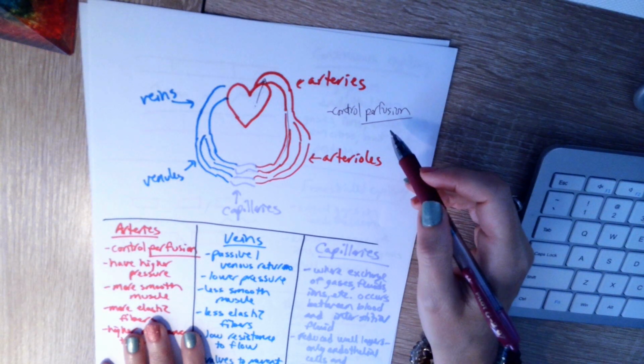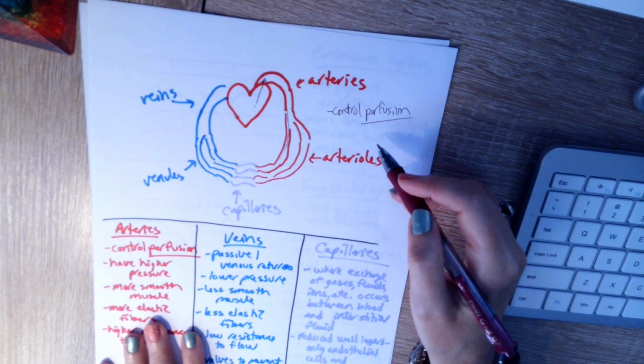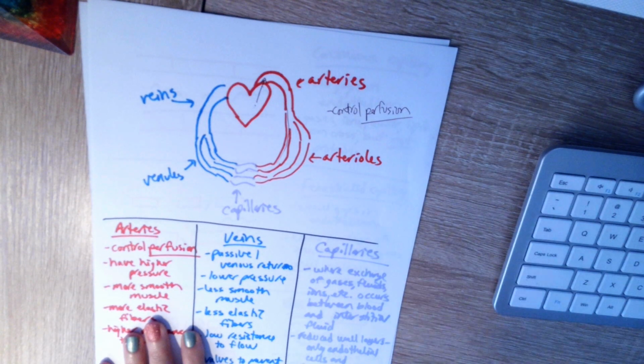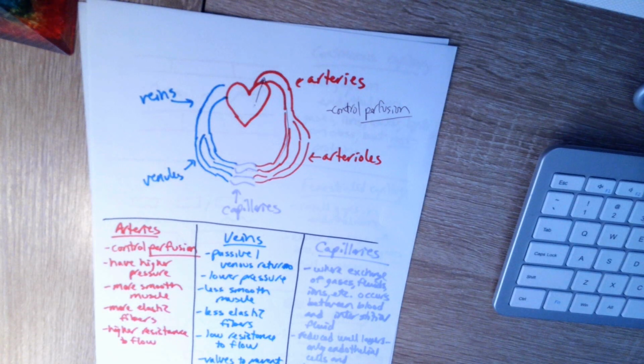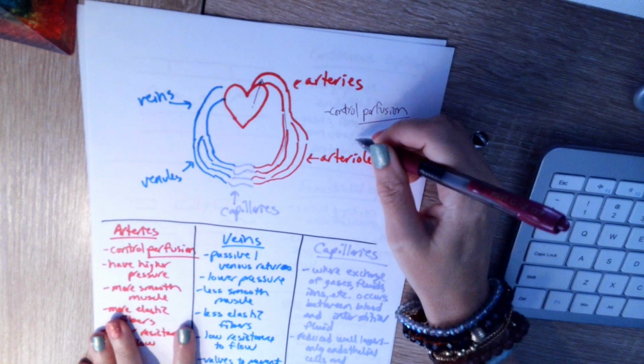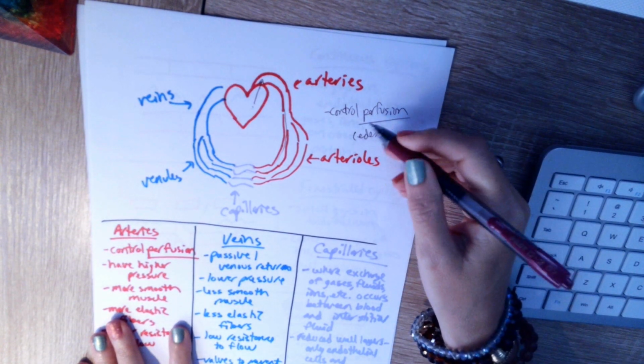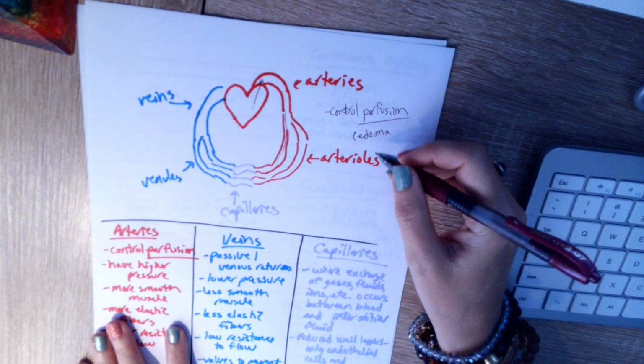And you want perfusion to be just right. You don't want too much perfusion and you don't want too little perfusion. If you have too much perfusion, then you can end up with a situation where you have an osmotic imbalance, just too much fluid getting to a tissue, causing swelling, what would be called edema, things like that. So you don't want too much fluid going to a tissue.